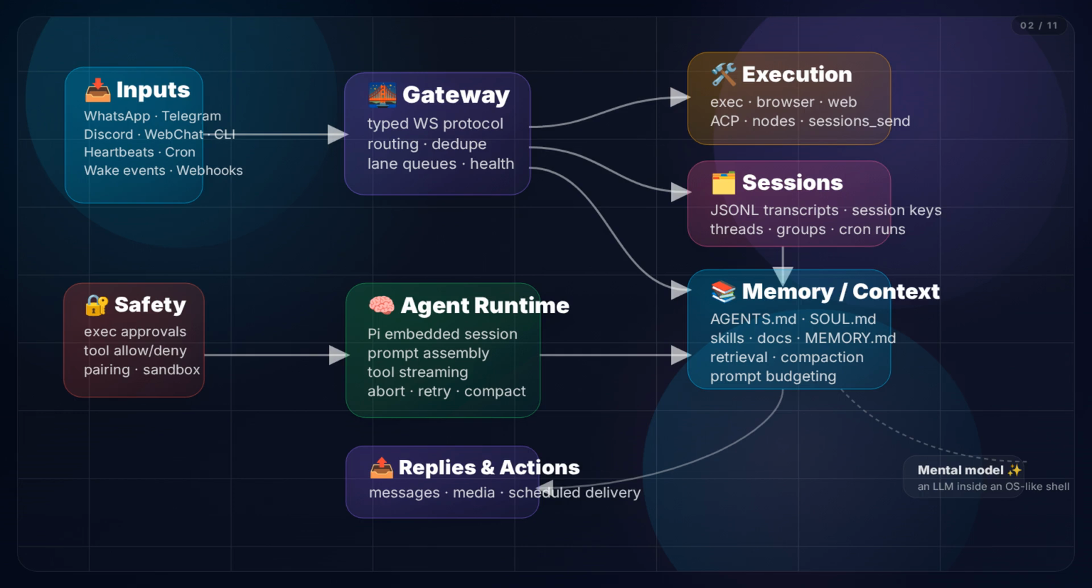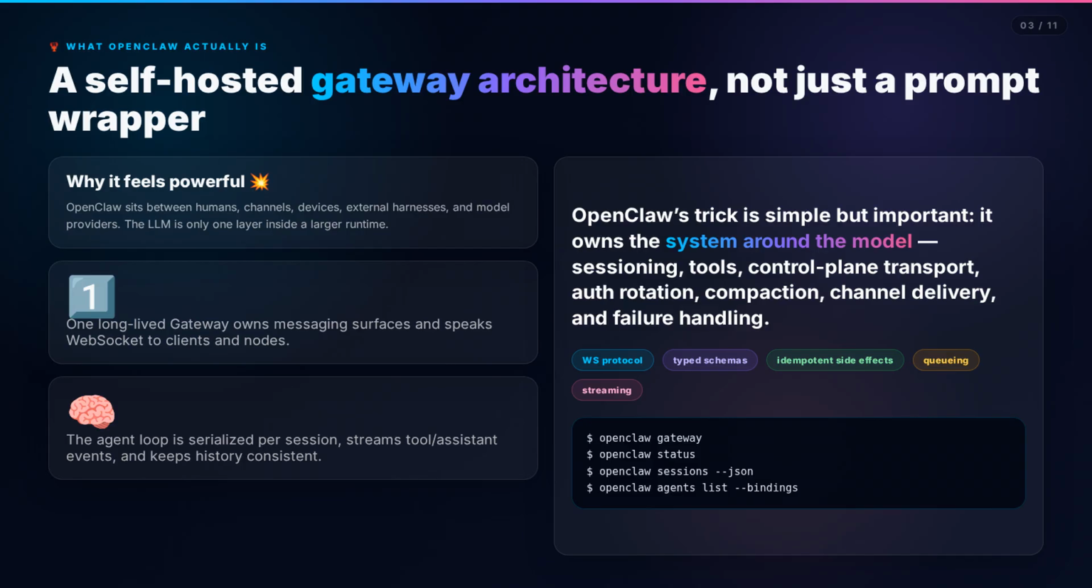This is the mental model to keep in your head. OpenClaw is not one monolithic agent. It is a layered system where inputs flow into a gateway orchestrator. The gateway feeds an embedded agent runtime, and that runtime reaches tools, sessions, and memory, while safety boundaries keep the whole thing stable. So what is OpenClaw in plain English?